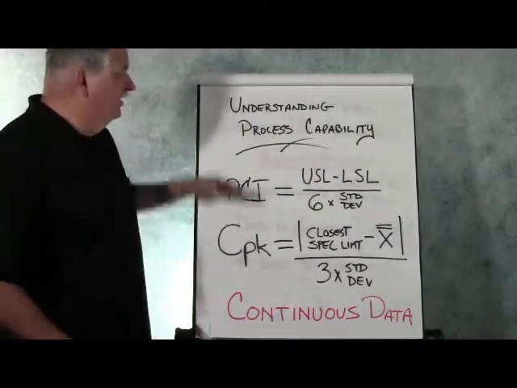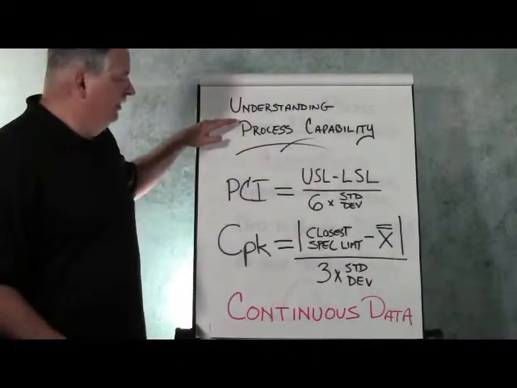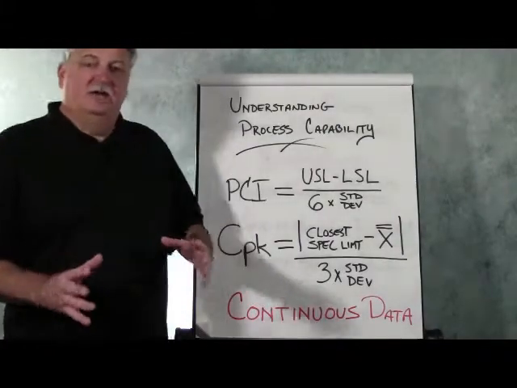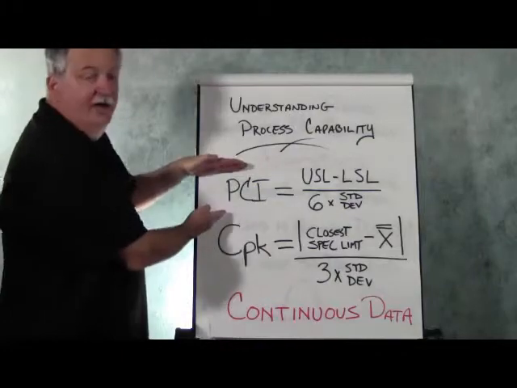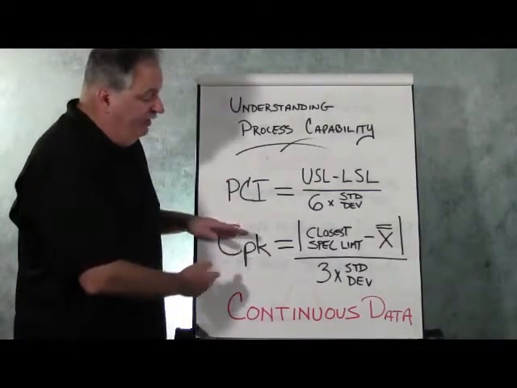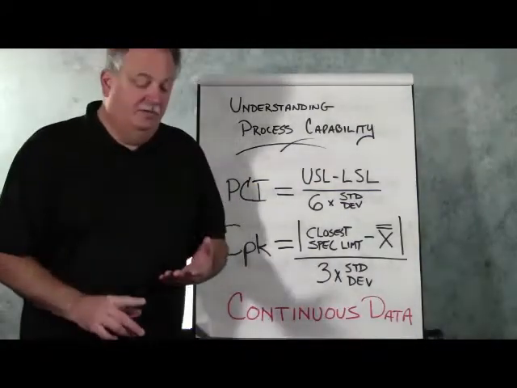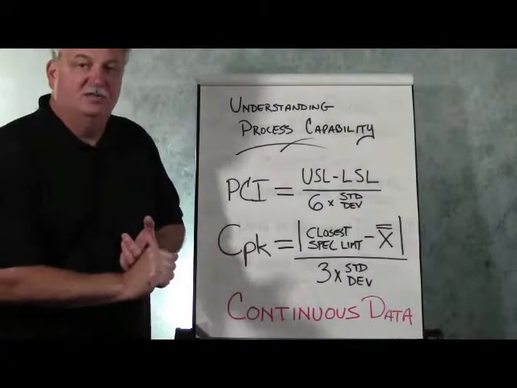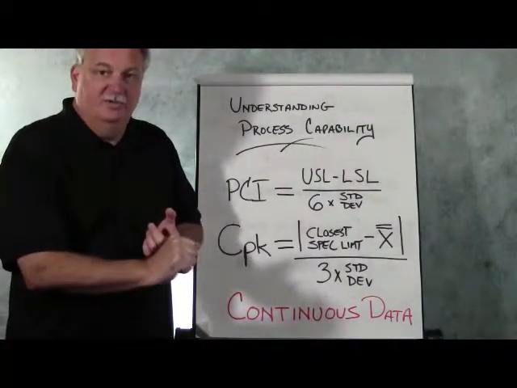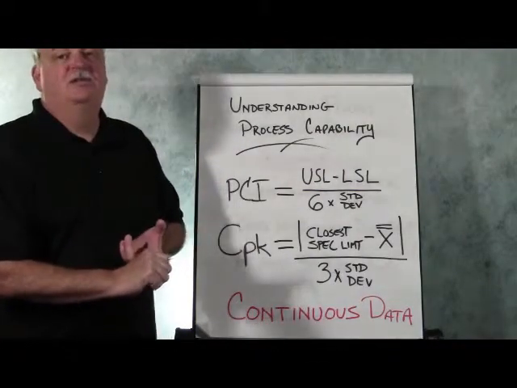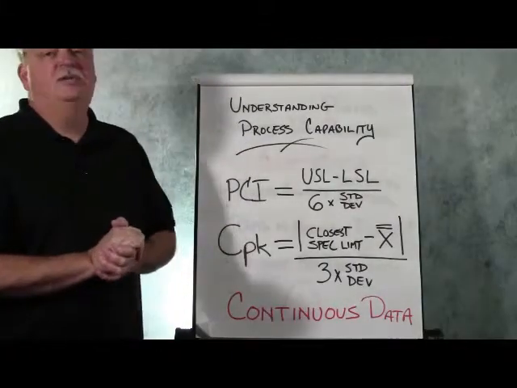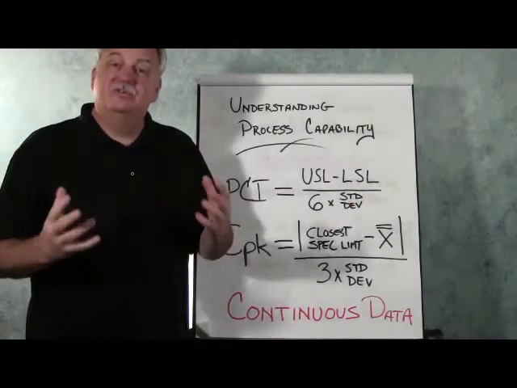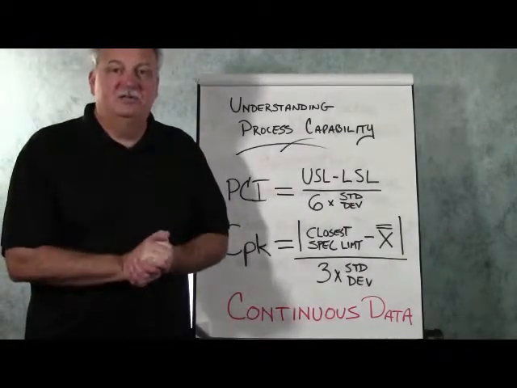Welcome to our short subject on understanding process capability. We're going to take a look at a couple of process capability indices, the PCI and the CPK. We're going to look at the situation of continuous data from our process that's normally distributed, continuous data from a process that's not normally distributed, and then what if you have a process that just generates attribute or countable discrete data? We're going to take a look at that situation as well.